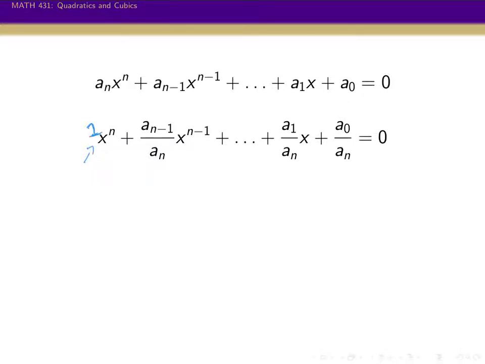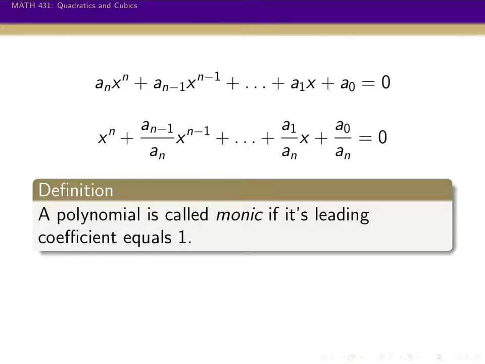A polynomial whose lead coefficient is 1 has a special name. It's called a monic polynomial. So this right here is a monic polynomial, and for any polynomial equation where the coefficients come from a field, we can just assume, without really changing the equation, that the polynomial involved is monic.